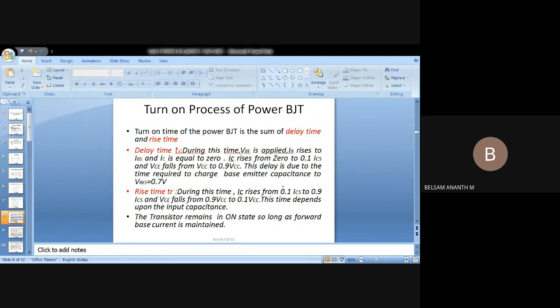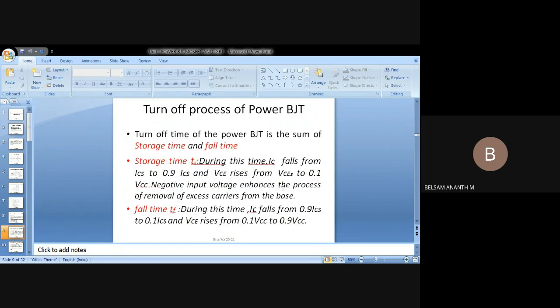The turn-off time of your power BJT consists of the storage time and the fall time, the amount of fall from 0.9 to 0.1. During the storage time, the collector current falls from 0.9 to 0.1, and the collector emitter voltage rises to 0.1 value. And during the fall time, the collector current falls from 0.9 to 0.1. All these things happen in a single instant or a very minimal amount of time.